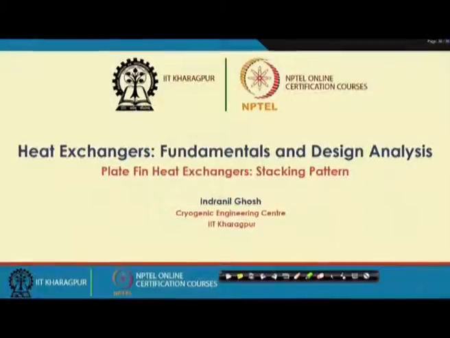We are talking about plate fin type heat exchangers, and today in this class we will talk about the stacking pattern, or the layer stacking pattern, in plate fin type heat exchangers. This is particularly important for multi-stream heat exchangers, though it is equally important in a two stream exchanger also, because even there it is not limited to only two fluids; the two fluids are again divided into a number of layers.